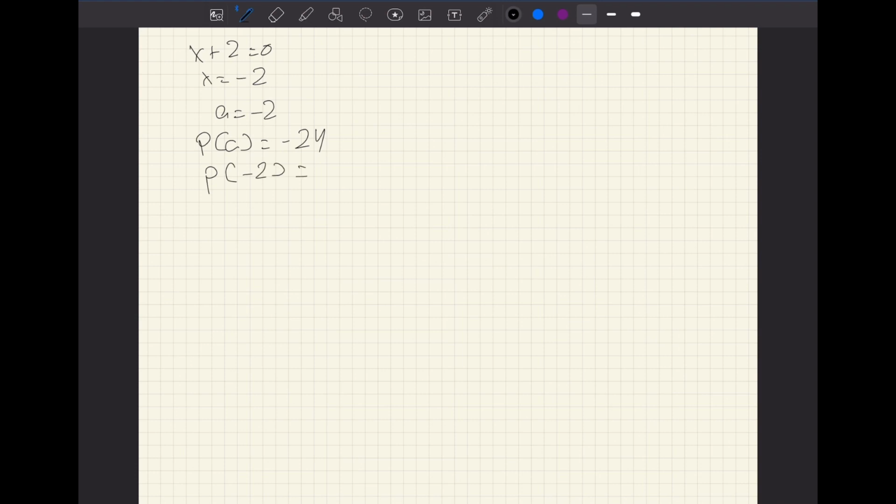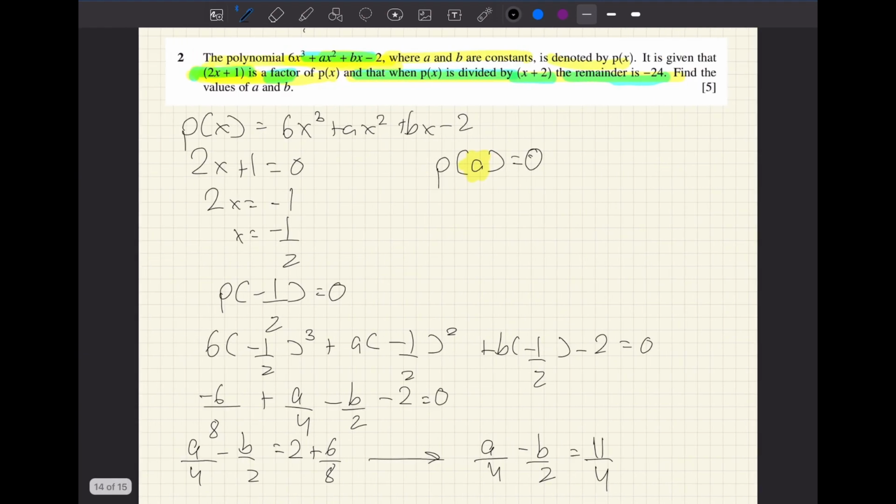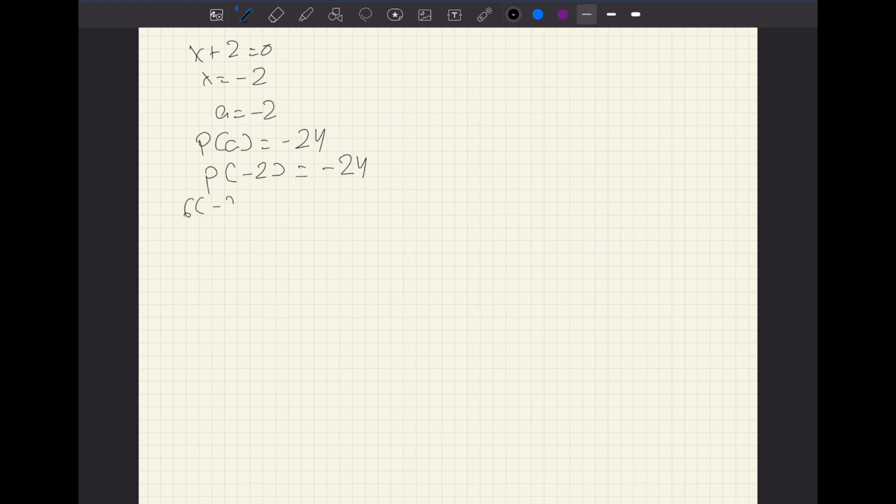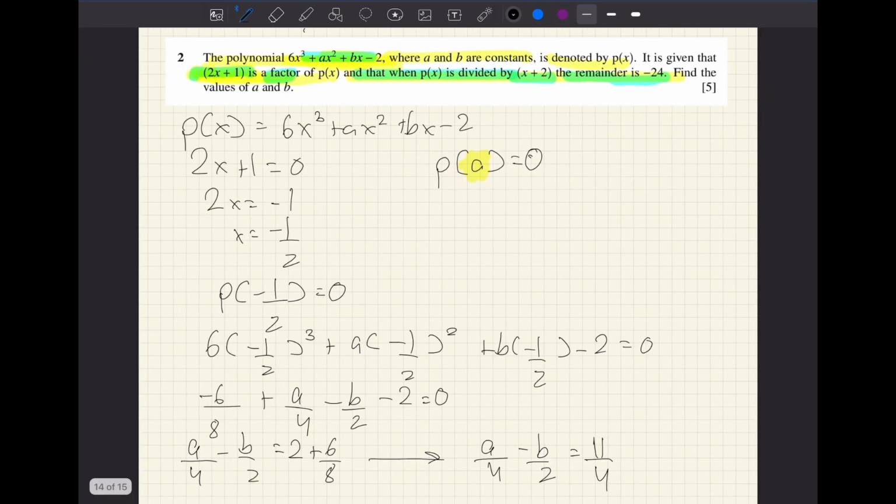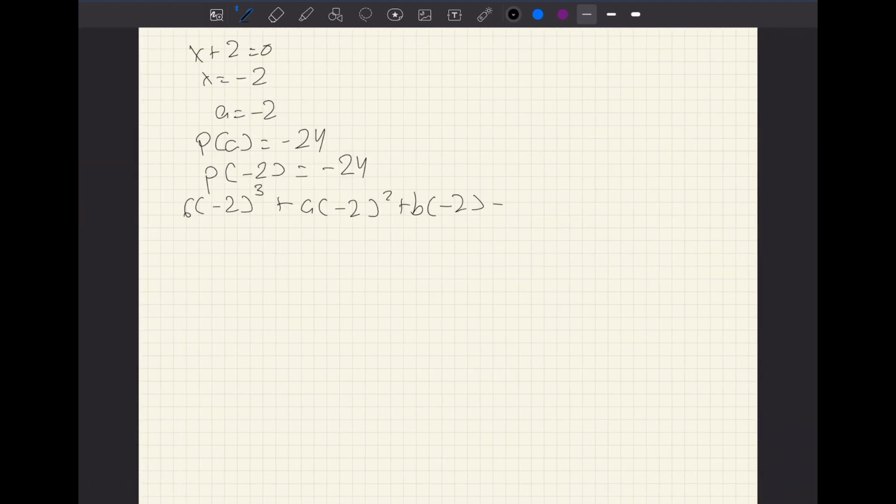So a is minus 2. And now we just replace every instance of x with negative 2. So 6 times negative 2 cubed plus a times negative 2 squared plus b times negative 2 minus 2 is equal to negative 24. Negative numbers when cubed still stay negative. So 6 into 8 is minus 48. Negative number squared is positive, so plus 4a, and negative 2b minus 2 is equal to negative 24.